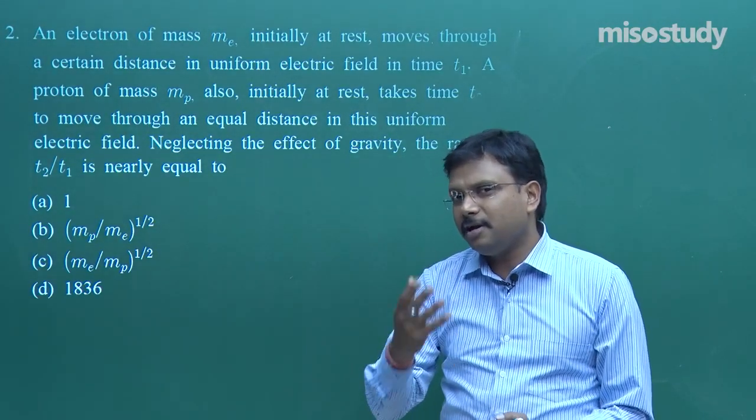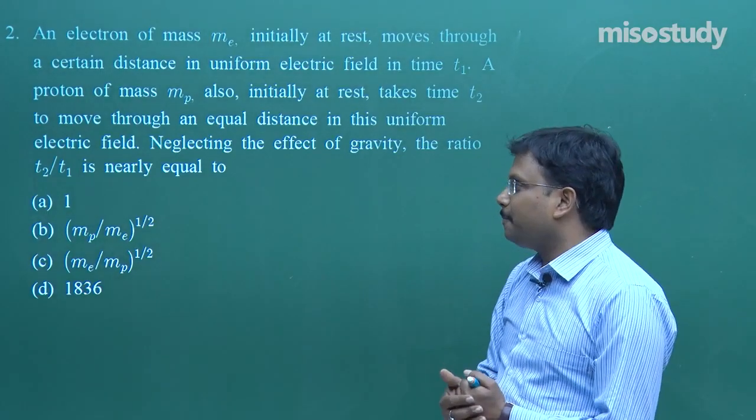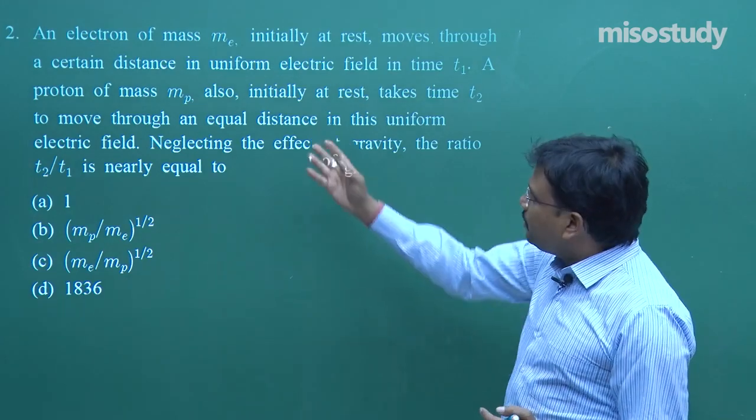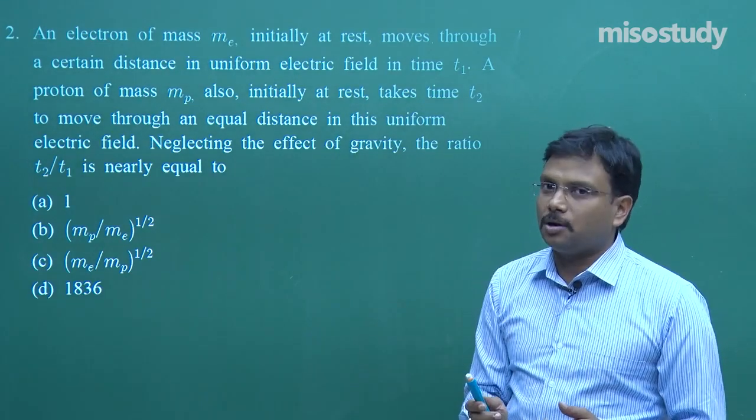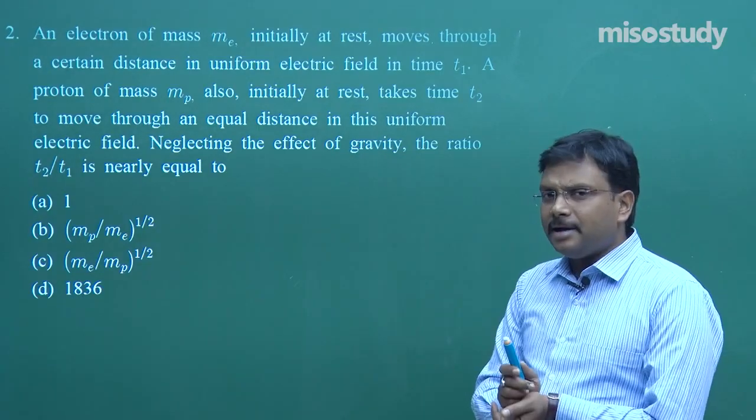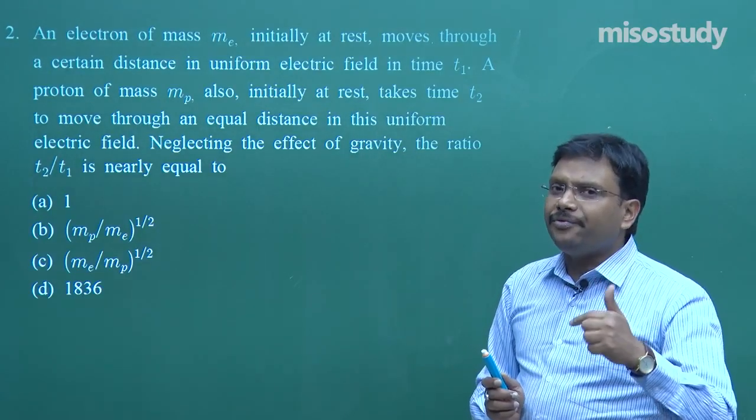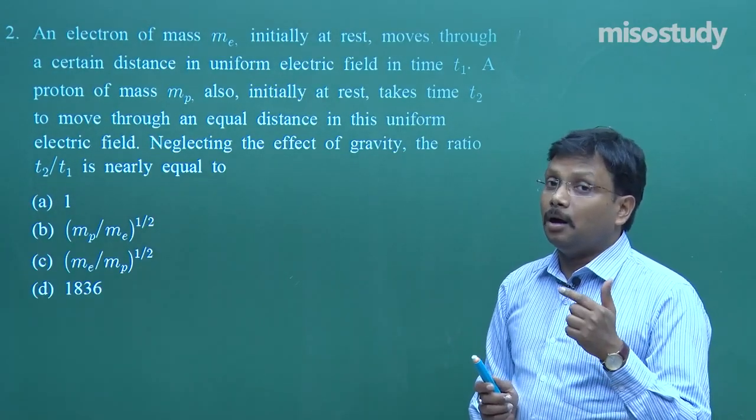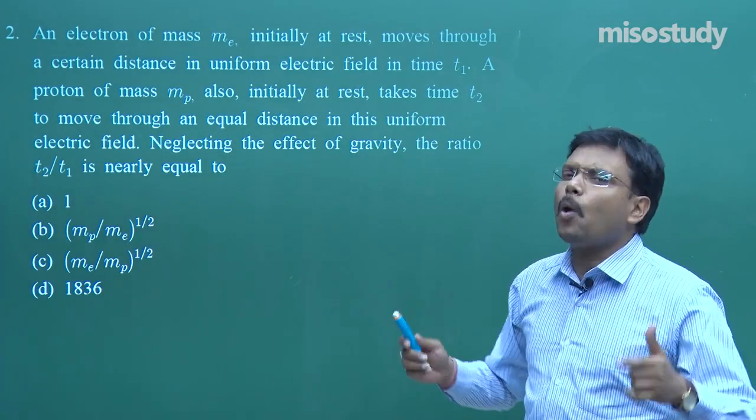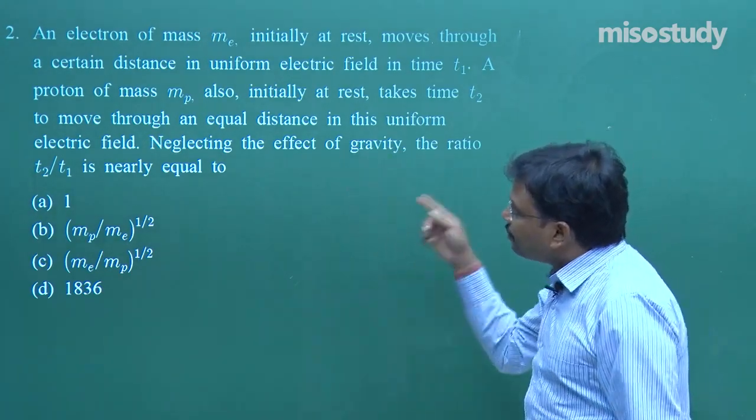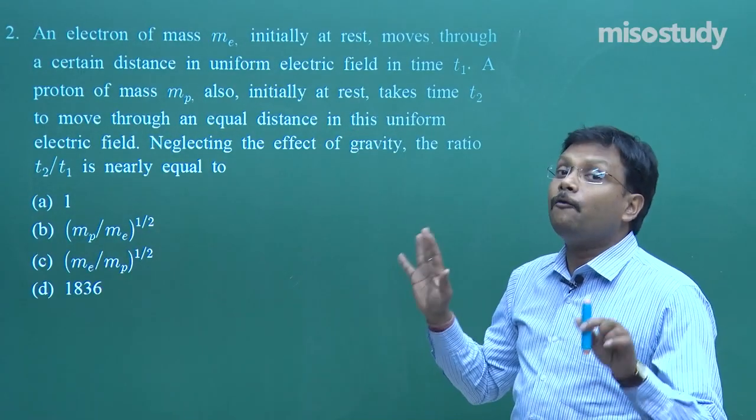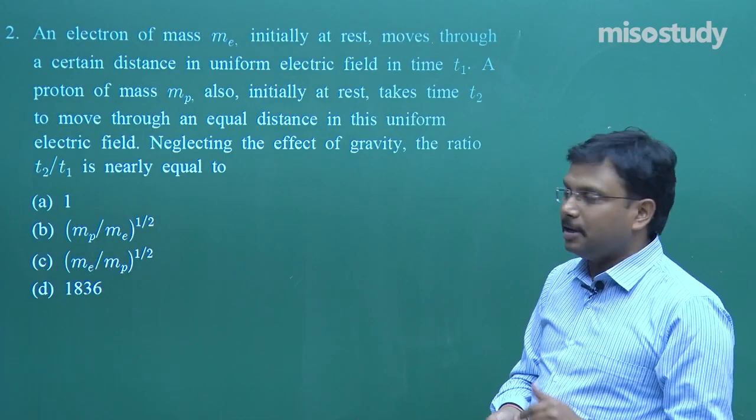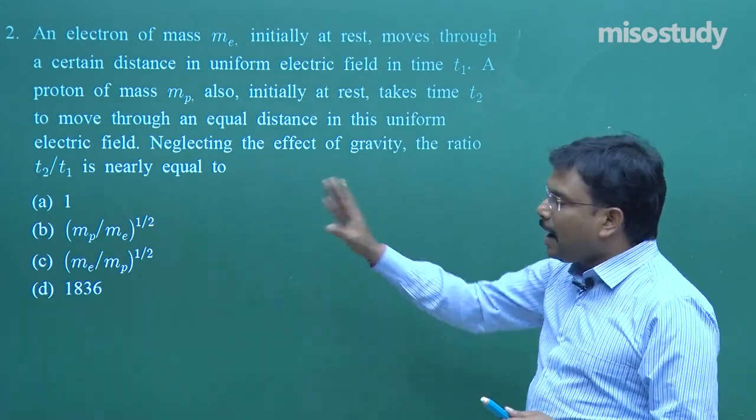If you keep on reading the problems of the JEE Advanced exam, they are so beautiful, it's just like listening to a melody. See the beauty of the problem. One side you have electron, one side you have proton. The basic idea is the mass of proton is 1836 times more than the mass of electron. So, proton is quite heavier. In the same electric field, both are starting from rest.